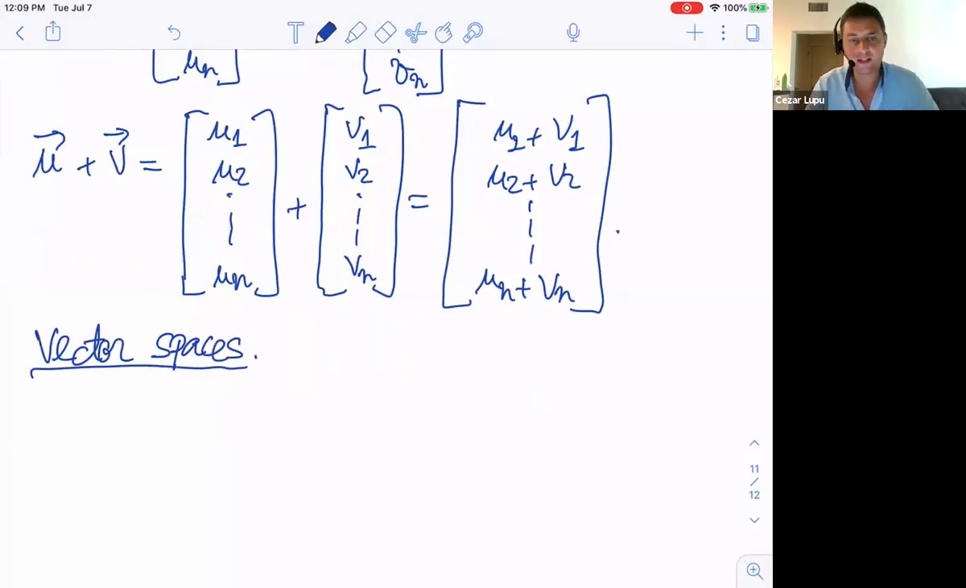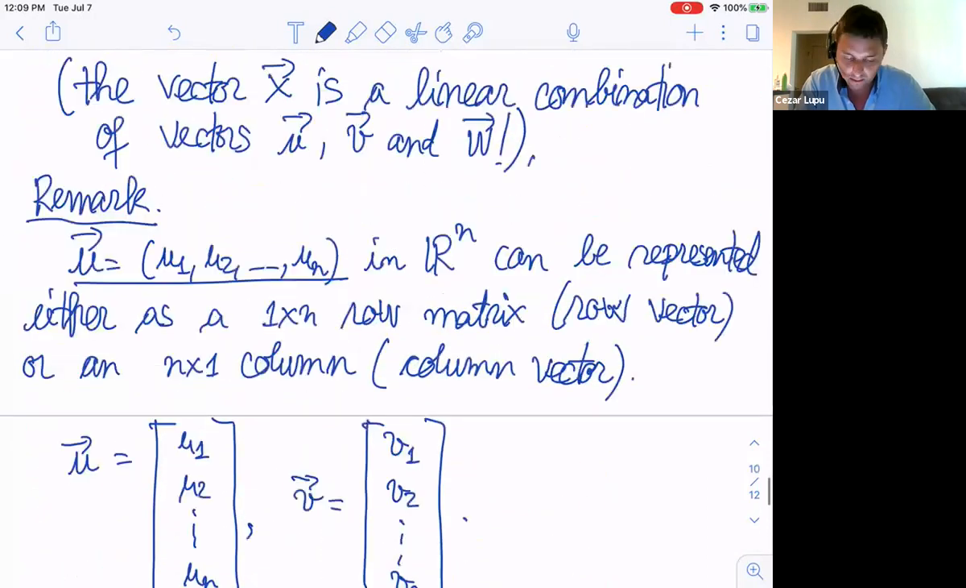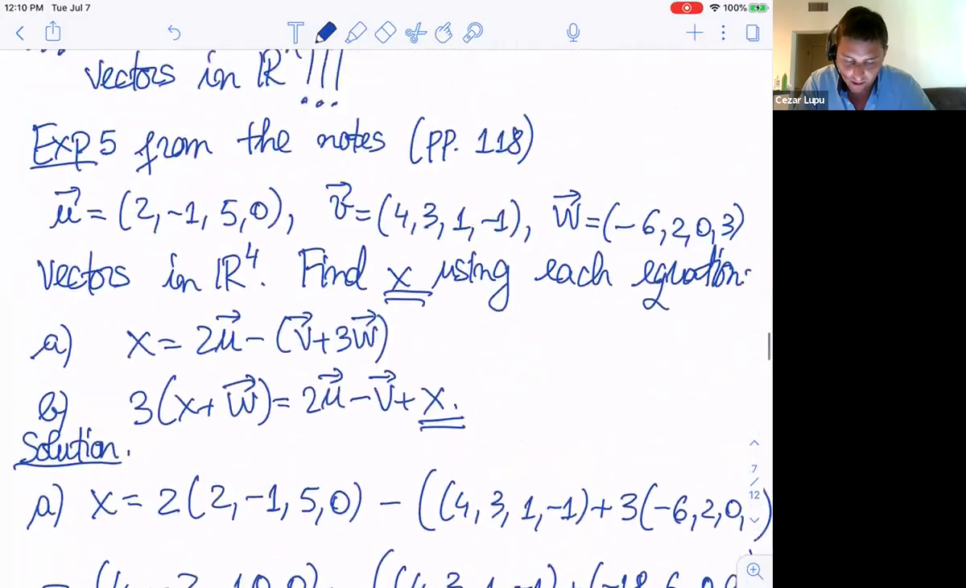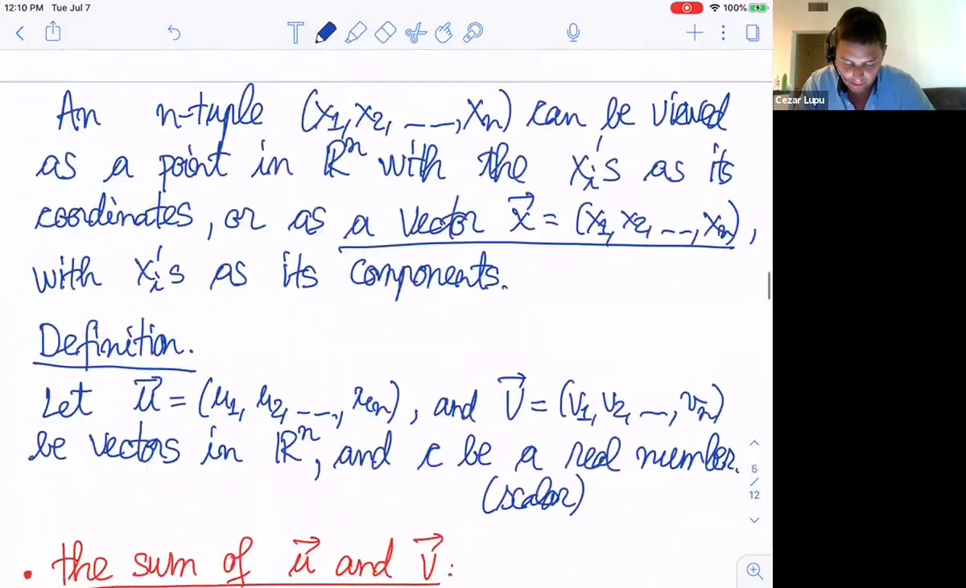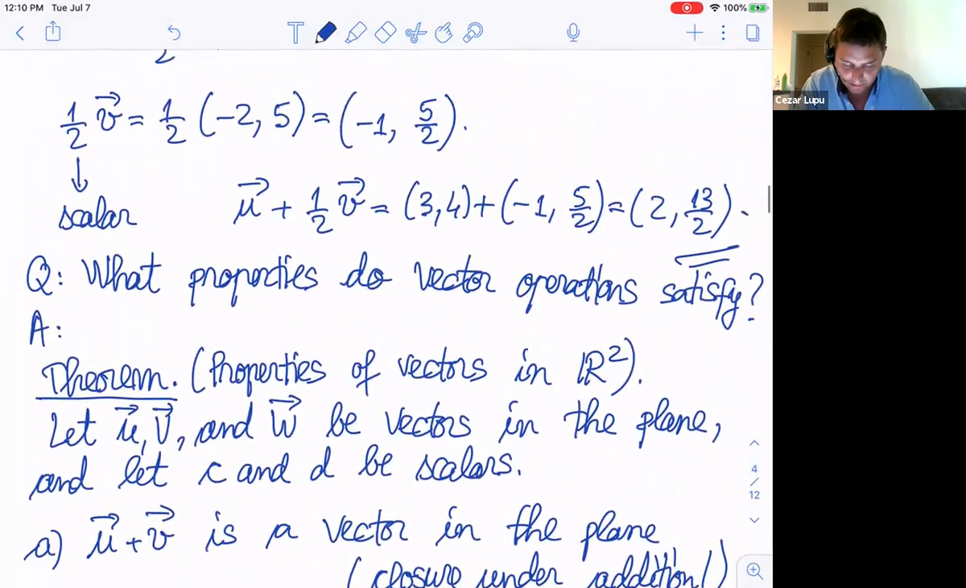And we have seen it in the case. So I want to go back, and we have seen this in the case of vectors, right? What kind of properties they need to satisfy. So let me go back. All right, properties of vectors in R2.